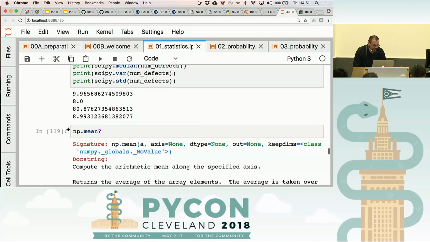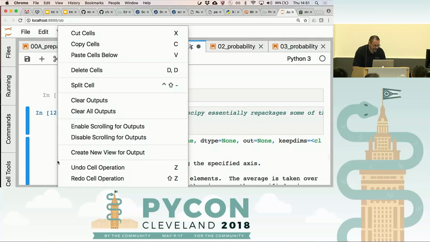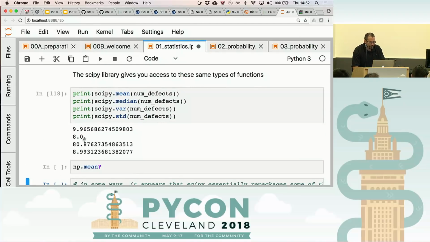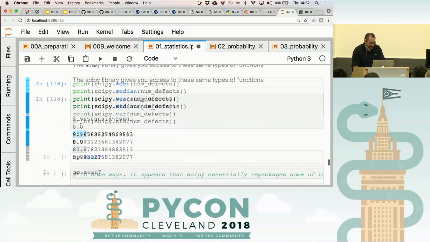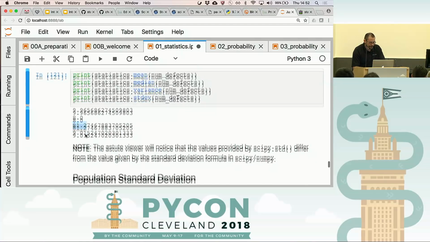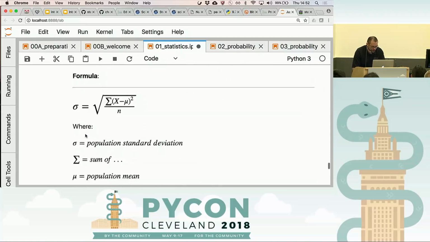Well, if I dump the same data set, and let me get rid of this, clear output. If I have the exact same data set, which I do, I'm using num defects, and I drop it into SciPy, I get a slightly smaller value than I got when I put it into the statistics library. So a smaller value means a library is using population standard deviation. A larger value means it's being sampled. But having said all of that, there are ways to tell the library to do the thing that you want. So let's take a quick look at that.